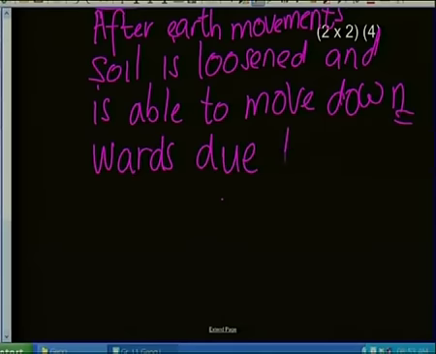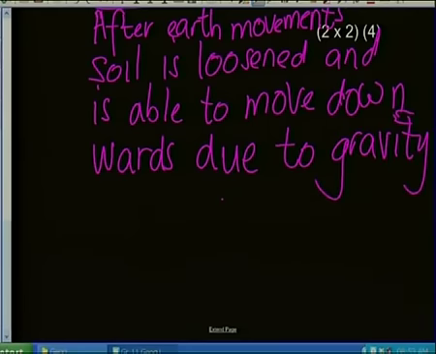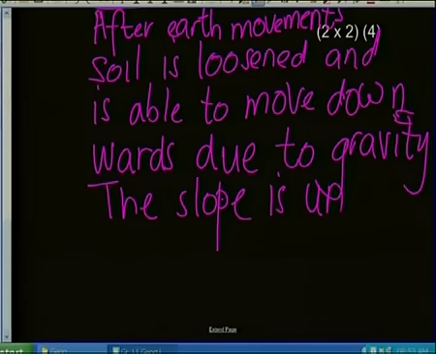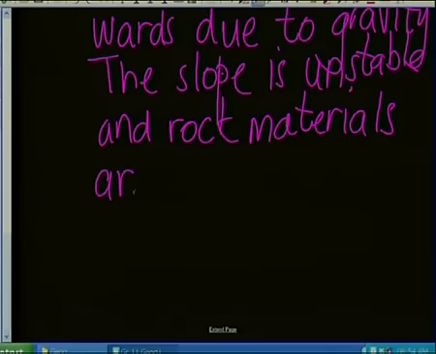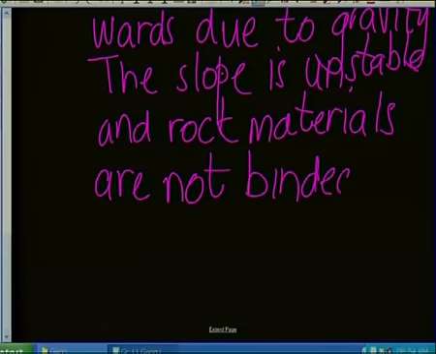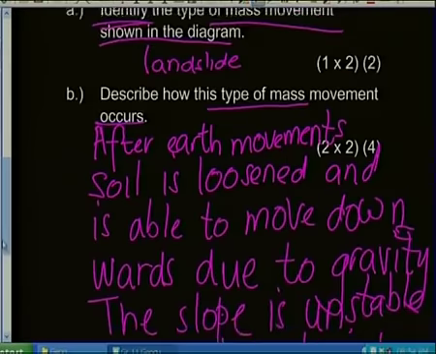Due to gravity. The slope is unstable and rock materials are not bound. Let's look at the answer again.